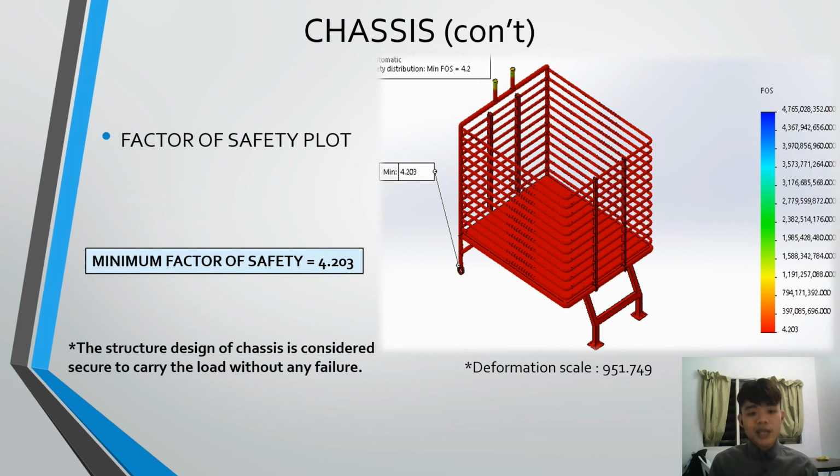Lastly, for the factor of safety plot, the result shows the minimum value of factor of safety is up to 4.2 after applying the maximum load. Therefore, the chassis is considered secure to carry the load without any failure.